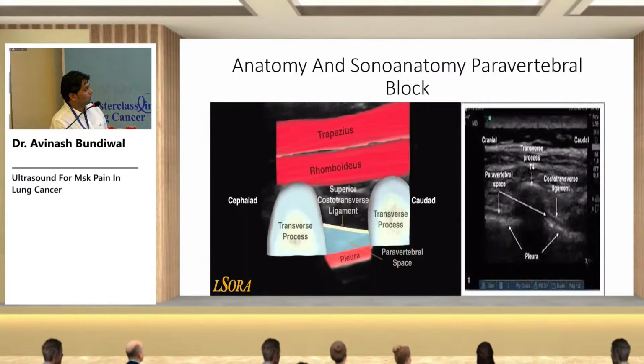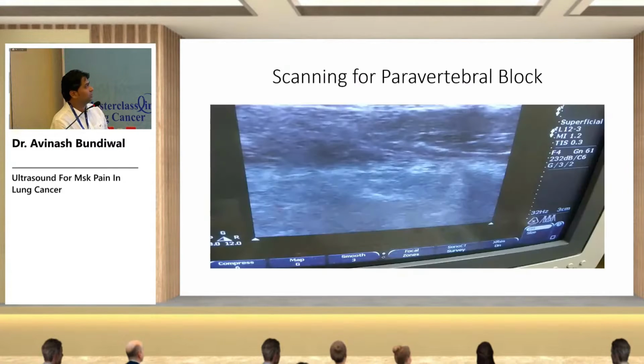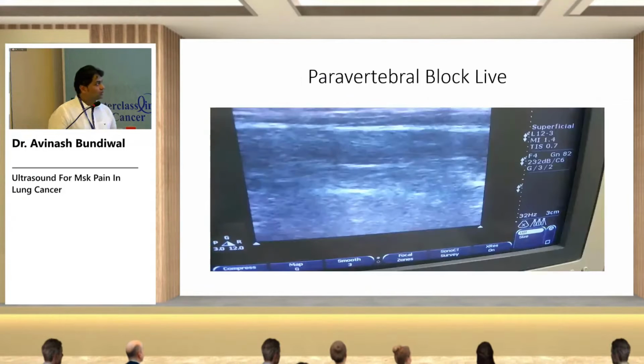You can see transverse process, and as we discussed, you are supposed to identify this superior costotransverse ligament and inject drug just below the superior costotransverse ligament and above the pleura. So this is transverse process, and this is your superior costotransverse ligament, and this is the space where you are supposed to inject the drug. So it is in my patient. I'm not having a very good machine. So, sorry.